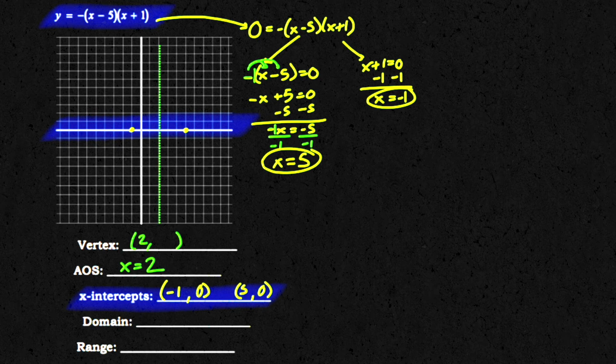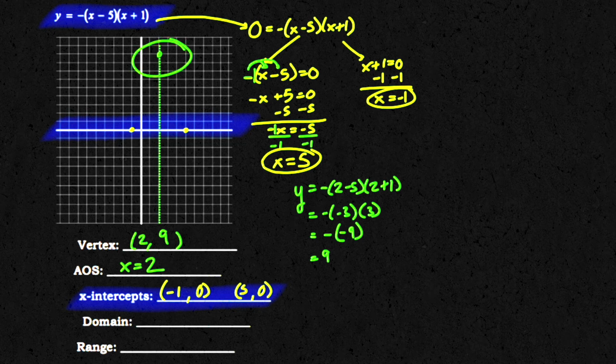And to figure out the y value, I'll just plug 2 back into the equation. So I'll keep the negative in front, and then 2 minus 5 is negative 3, and 2 plus 1 is positive 3. So negative 3 times 3 is negative 9, but we still have that negative in front. Got to keep that there. So negative 9, well, 2 negatives make a positive. So the vertex is going to be at 2, 9.